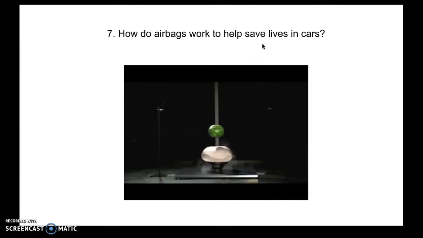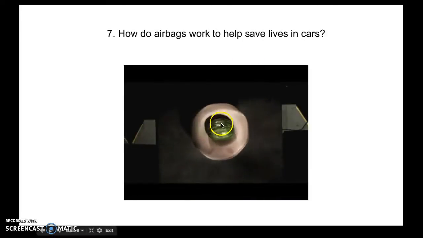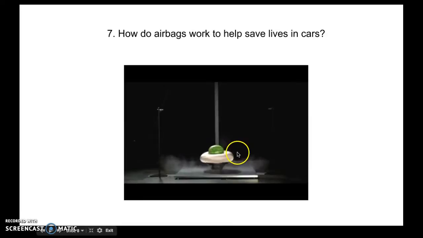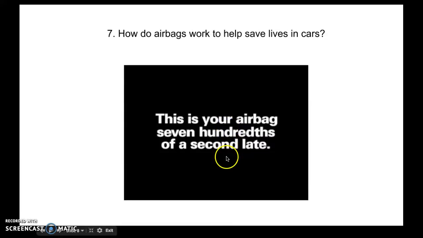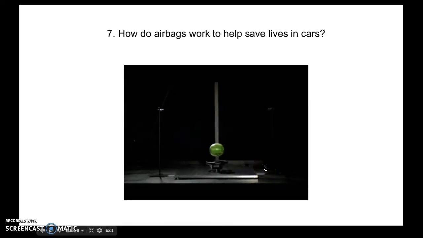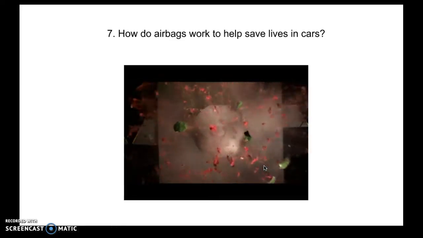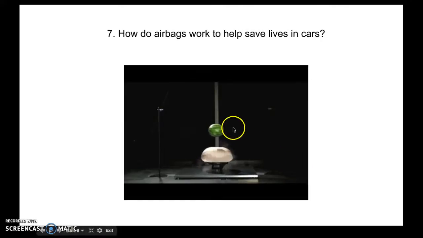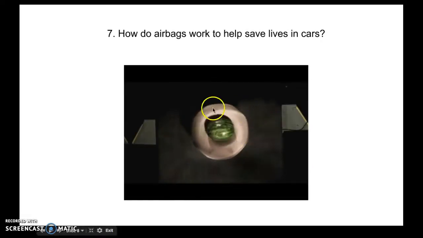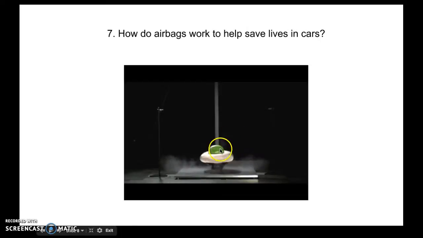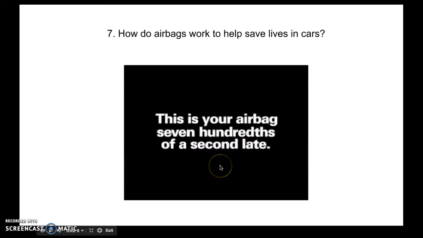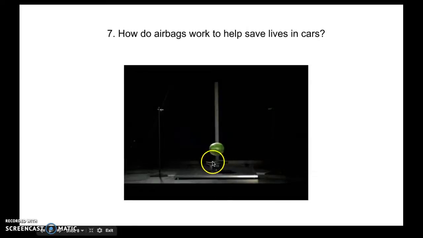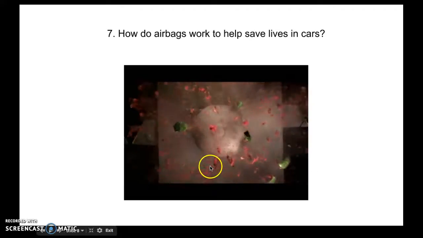How do airbags work to help save lives? Well, here's a watermelon that got dropped onto an airbag, and you see that sort of cushions it to a stop, and the watermelon is okay. It doesn't break. But there it hits before the airbag opens up, and the watermelon gets all squishified. So here, it hits the airbag. The watermelon's perfectly fine because it lands on this cushion of air, whereas if it lands before the cushion of air shows up, it starts to break.